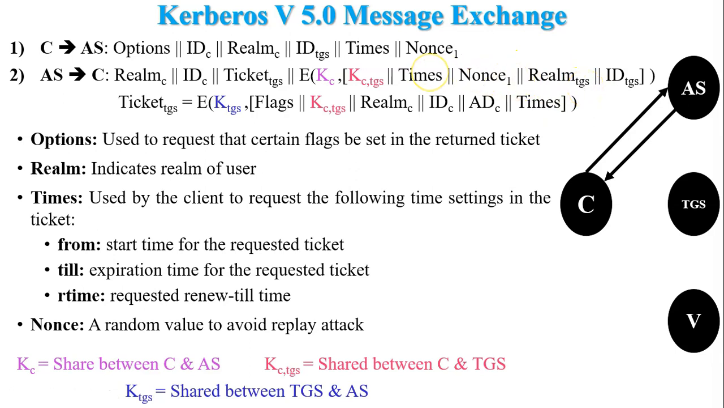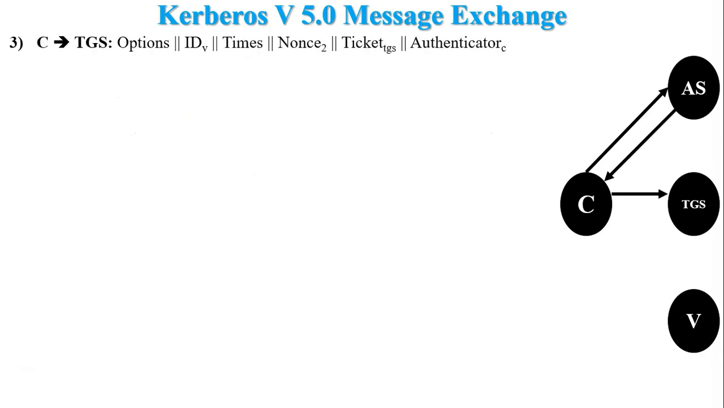So after second step, client will get two important things. The first one is ticket TGS and the second one is the session key between the client and the ticket granting server. Now in third step, client will send a request to the ticket granting server. In that request message, there are 6 values, in which options, times and nonce we have already discussed in previous step.